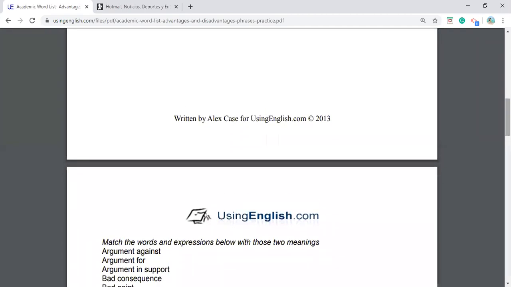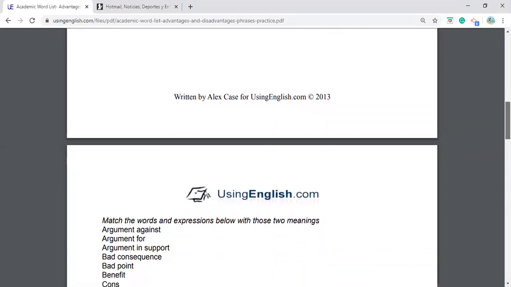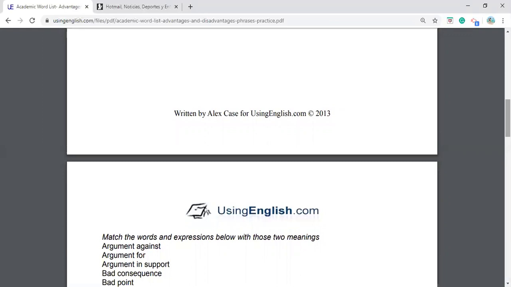Bad consequence, okay? The bad consequence of the confinement due to COVID-19 is that the economy has dropped drastically, right? So many people cannot work, many people have lost their job temporarily because of the confinement. A bad point about the confinement due to COVID-19 is that many people have lost their jobs, all right? So that can be a bad point.